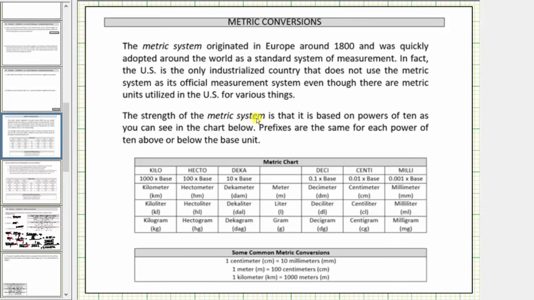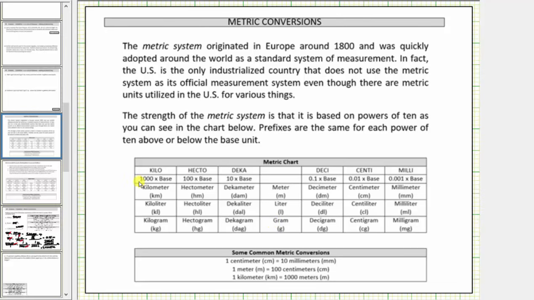The strength of the metric system is that it is based on powers of 10, as you can see in the chart below. Looking at this row, we have 1000 times the base, 100 times the base, 10 times the base, and so on. Prefixes are the same for each power of 10 above or below the base unit. So the metric system has three base units: meter for length, liter for capacity, and gram for weight. And the prefix indicates how that unit relates to the base unit.